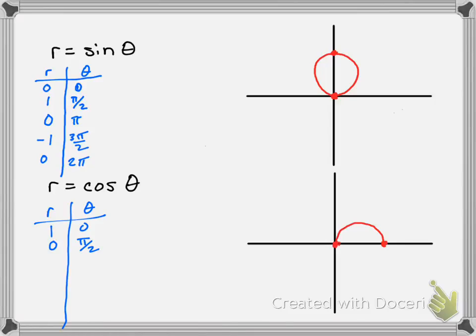All right, so the next coordinate here would be the angle of pi. Cosine of pi is -1. Once again, the rotation for pi would put us over here, but since our radius is -1, that means we go this direction 1 unit. So that's going to put us curving back to here.